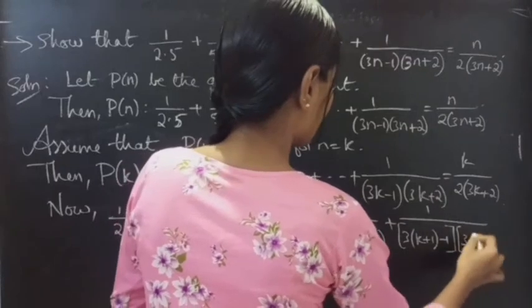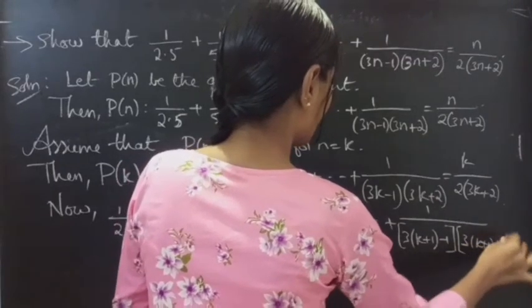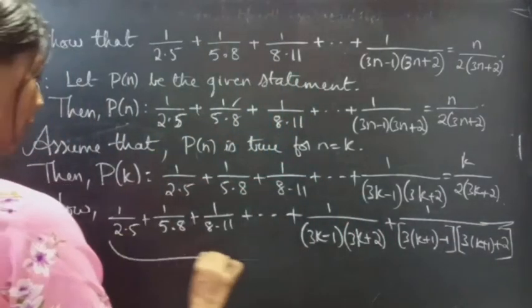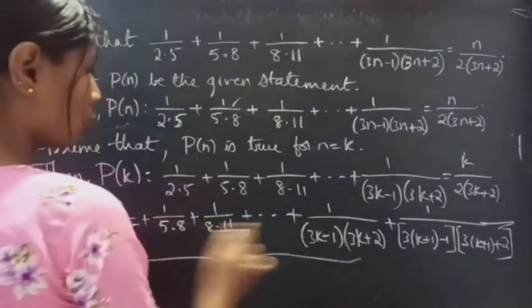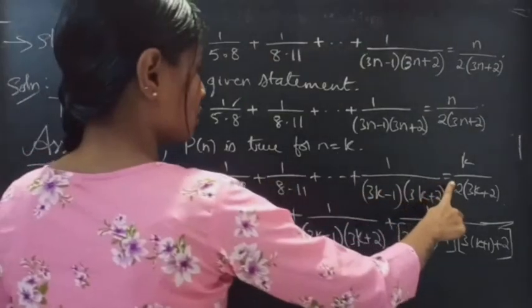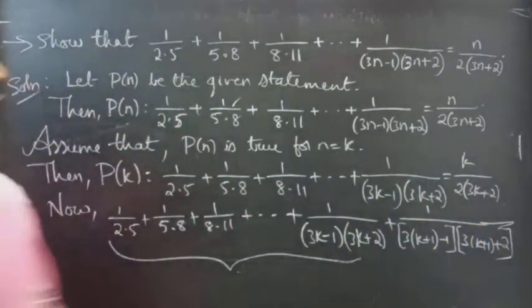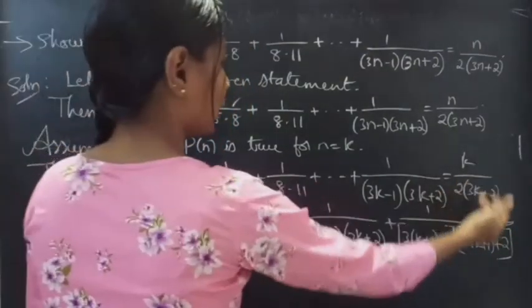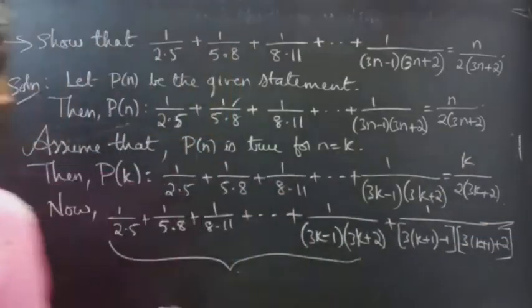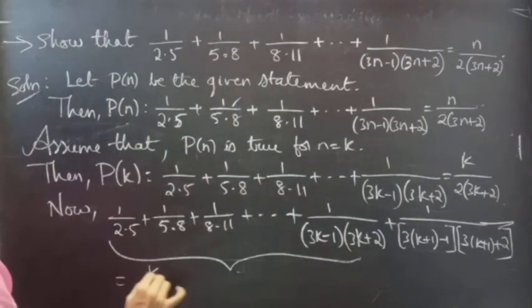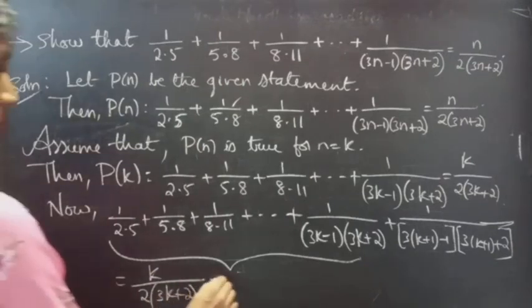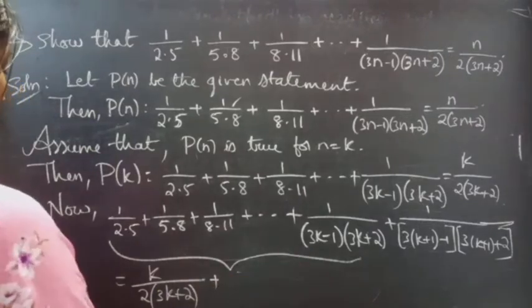3 times k plus 1 plus 2. Okay. Since we have the sum of k terms equals k by 2 times 3k plus 2, we can replace this by k by 2 times 3k plus 2, plus the k plus 1th term as it is.